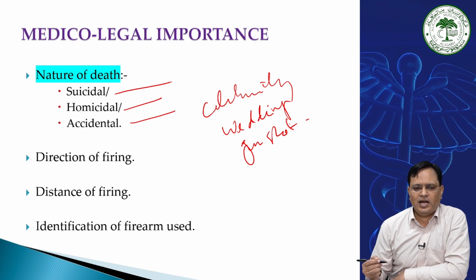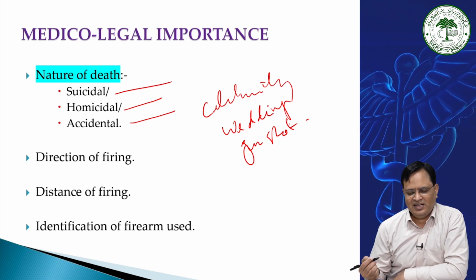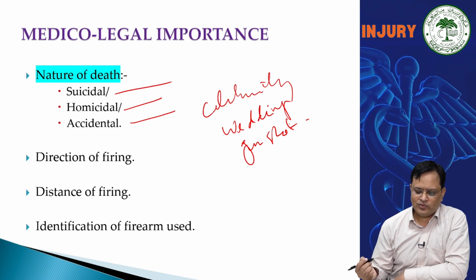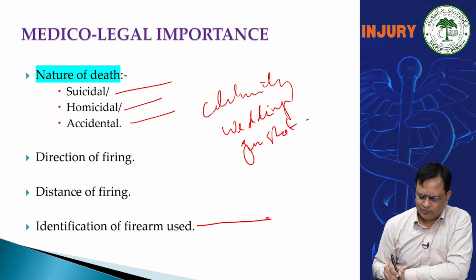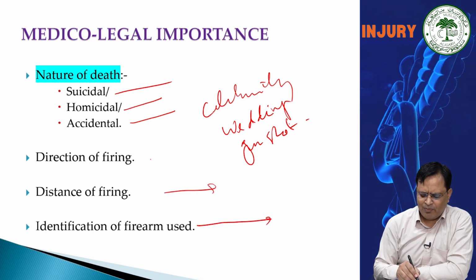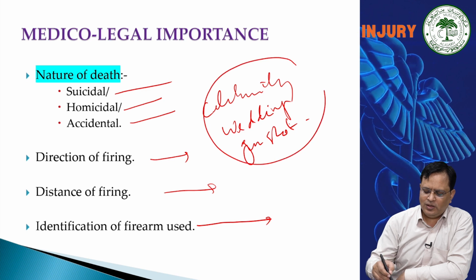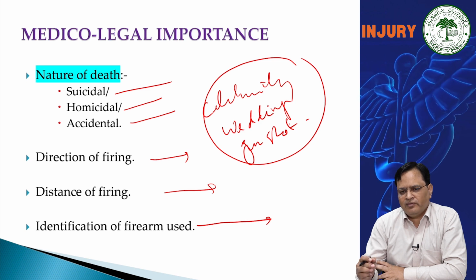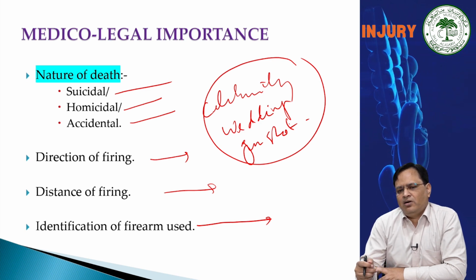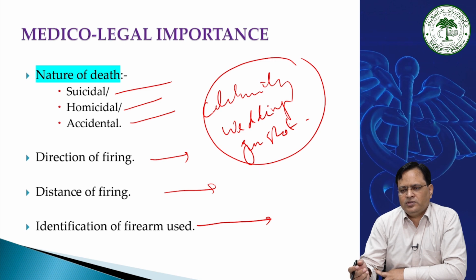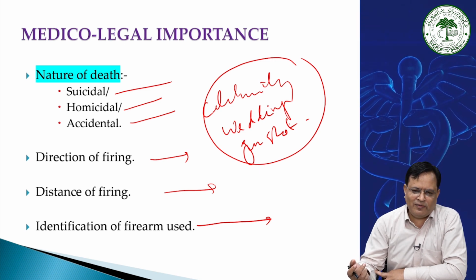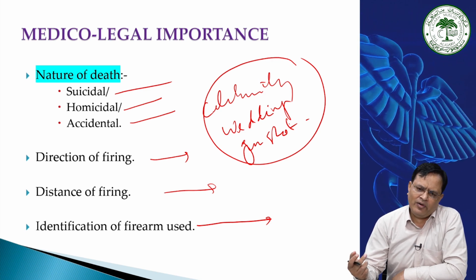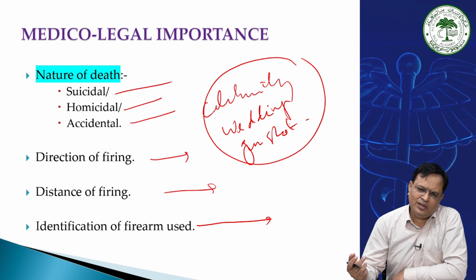So we are more concerned with the direction of the firing, distance of the firing and identification of the firearm used. We have to move accordingly and examine everything, and we should know how a shotgun varies, how a shotgun fires, how shotgun propellant is used, how the pellets are expelled from the shotgun, how they can cause injuries to the tissue, and what we can find at the examination of the gunshot.